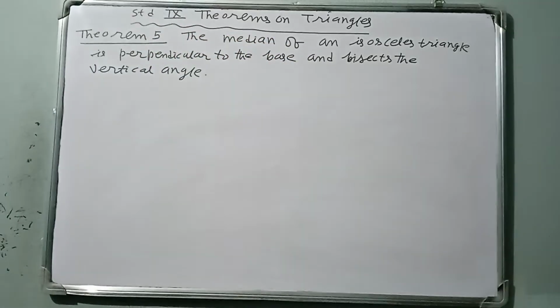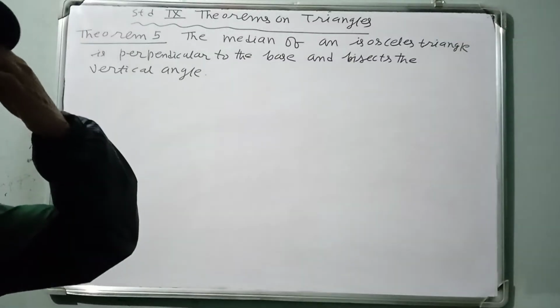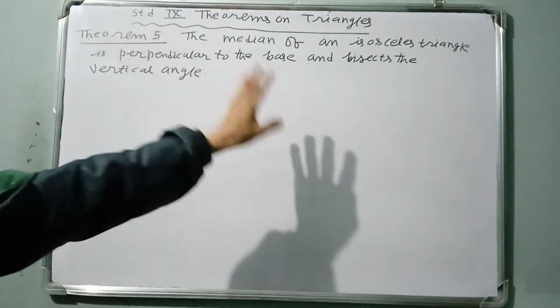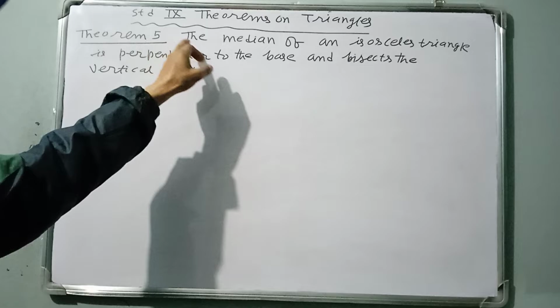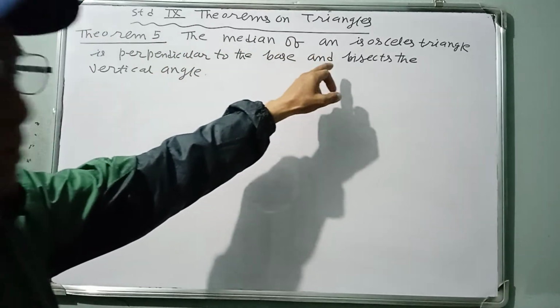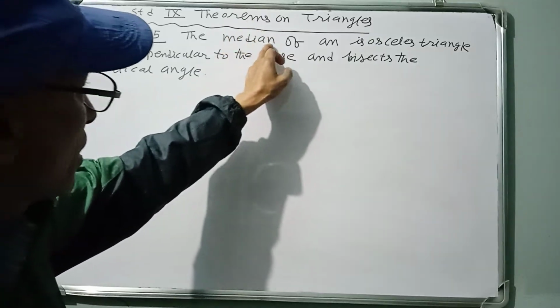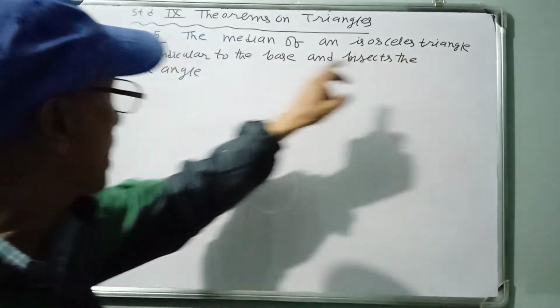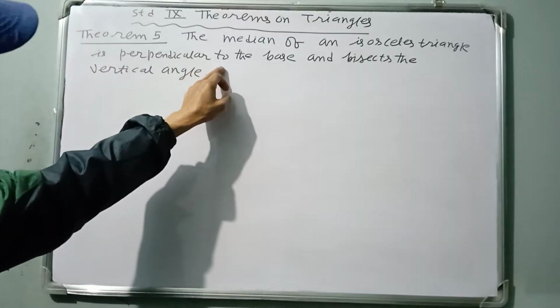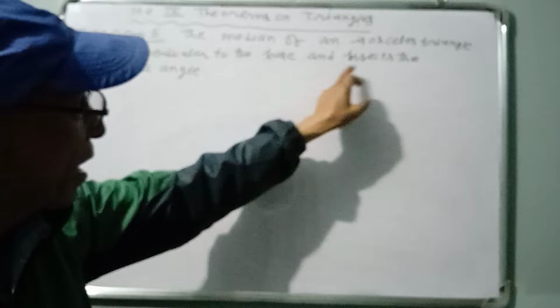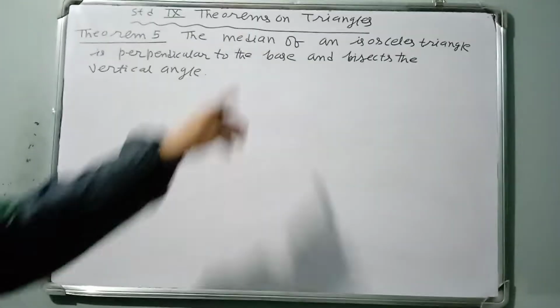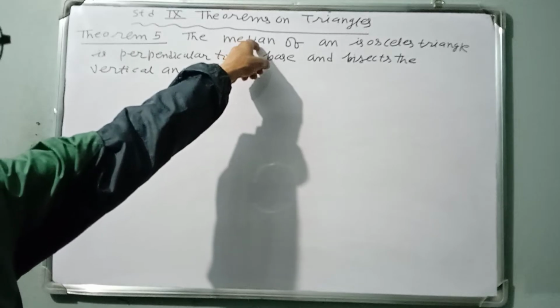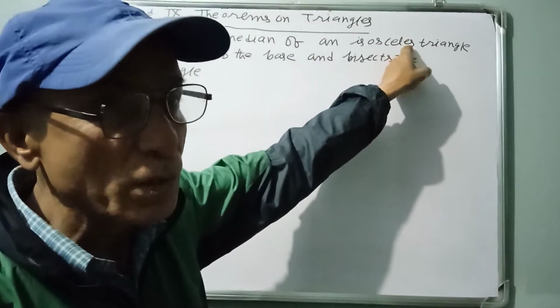Theorems on triangles. Last time I gave an introduction to triangles, different types of triangles. Today, theorem 5, the median. The question is this: the median of an isosceles triangle is perpendicular to the base and bisects the vertical angle. Now, what is the meaning? What do you mean by median? What do you mean by isosceles triangle?